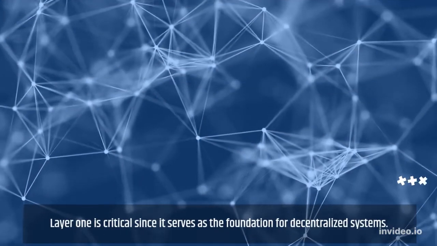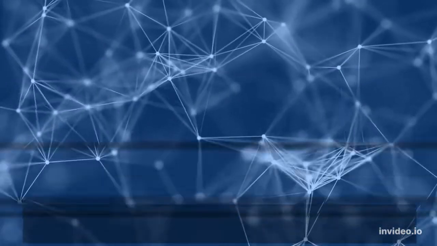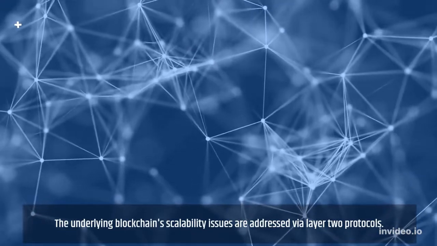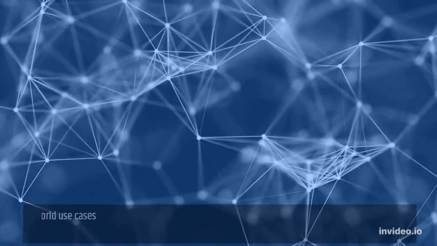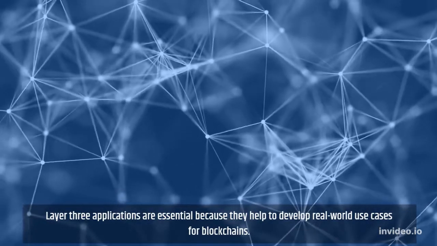Layer 1 is critical since it serves as the foundation for decentralized systems. The underlying blockchain scalability issues are addressed via Layer 2 protocols. Layer 3 applications are essential because they help to develop real-world use cases for blockchains.